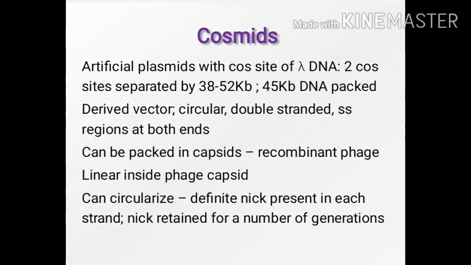It is a derived vector. It is circular and double-stranded, with single-strand 12 base pair regions, that is the cos site, present at both ends, which help in packaging into a capsid. With the foreign DNA you obtain recombinant phages, and the DNA is linear inside the phage capsid. It can circularize in the host, so that there is a definite nick present in each strand, and the nick is retained for a number of generations.